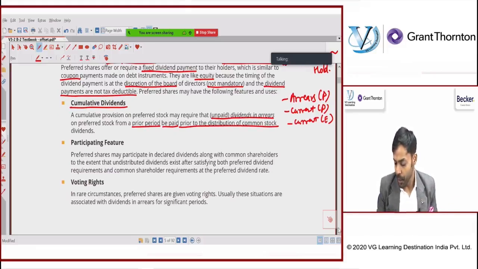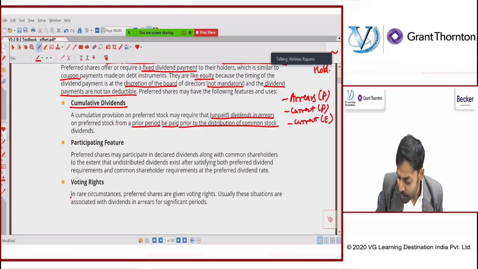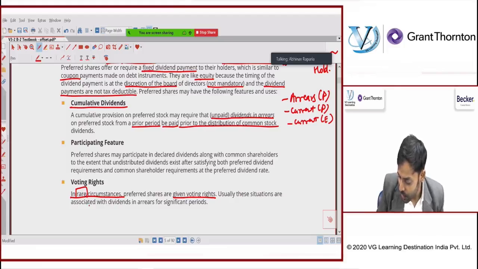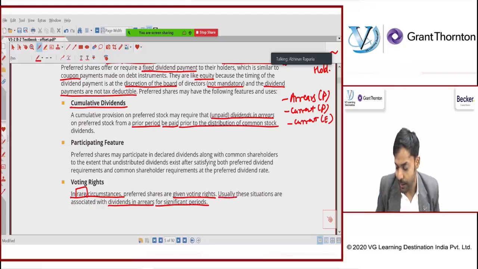No, it is not. Voting rights. In very rare circumstances, preferred shareholders are given voting rights. But that voting right is generally limited only to their own rights, for example regarding their issue of shares and regarding their dividends. Usually these conditions are associated with dividends, generally dividends in arrears for significant periods, and that's it, right?